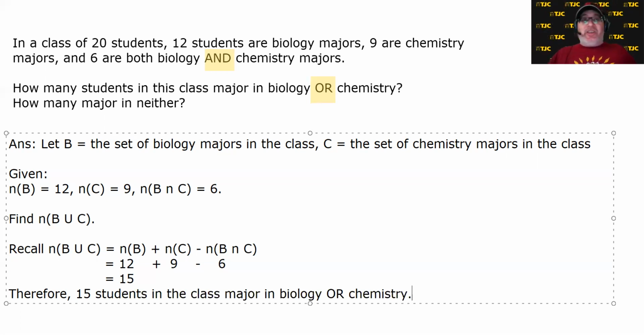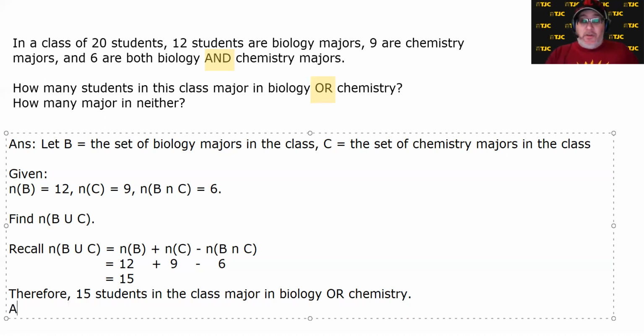And the professor is losing count, so he's like, all right. Raise your hand if you major in biology or chemistry or both. How many people raise their hand? 15. How many people don't raise their hand? The rest. Also, 20 minus 15 equals 5 students who major in neither. Because we know that there were 15 that major in one or the other or both.